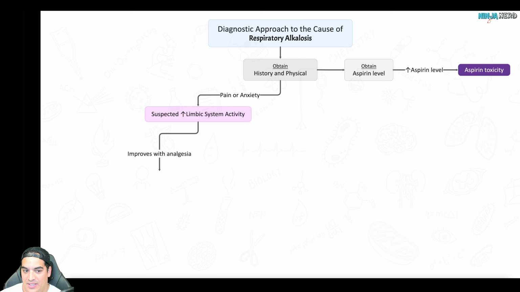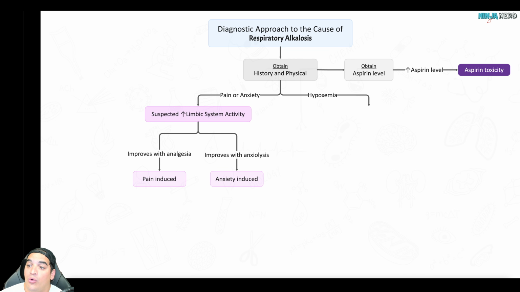But oftentimes, pain or anxiety that improves with a proper treatment regimen, that could be suspected increased limbic system activity. And again, if you give them analgesia and it improves, it's probably pain-induced. If you give them anxiolysis and it improves, it's probably anxiety-induced. If they have hypoxemia from pneumonia, ARDS, or potentially a pulmonary embolism or high altitude, and you give them oxygen supplementation and they improve, that could, again, support a hypoxemia-driven etiology.